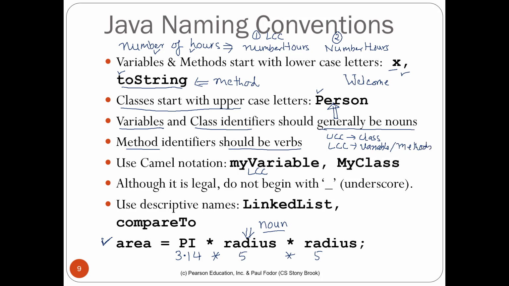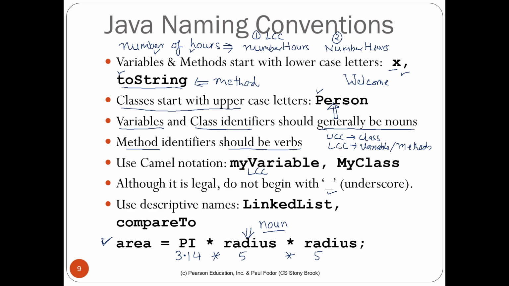Take toString. This is lower camel case, right? T is small, O is small, and then S is uppercase. I think these points are making sense to you. Now, although it is legal, we should not start with an underscore. Please avoid using that. And we should be using descriptive and meaningful names for the variables.